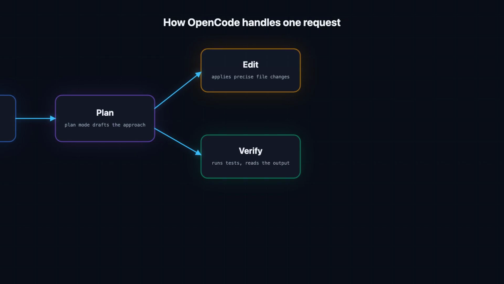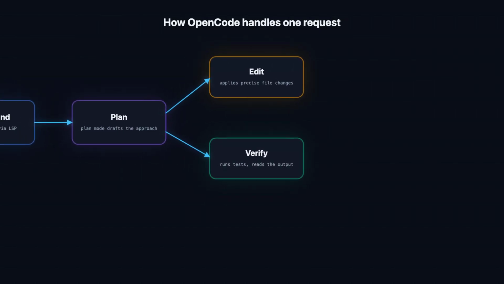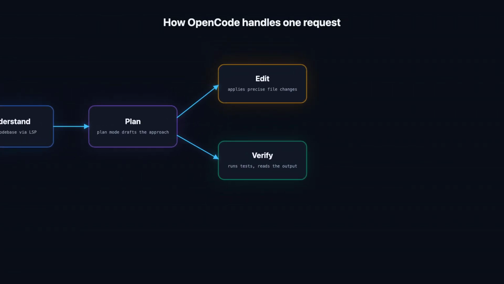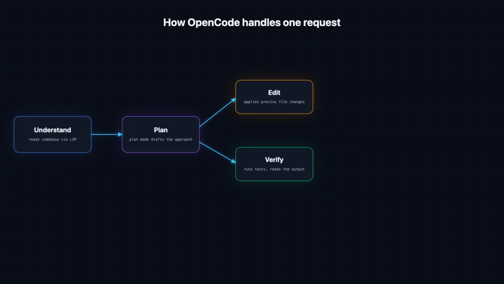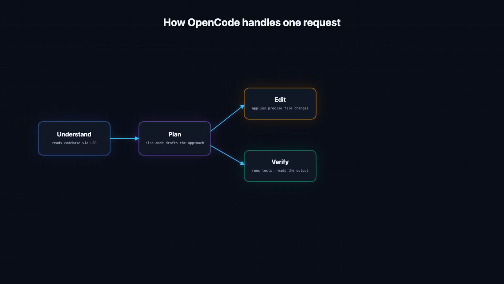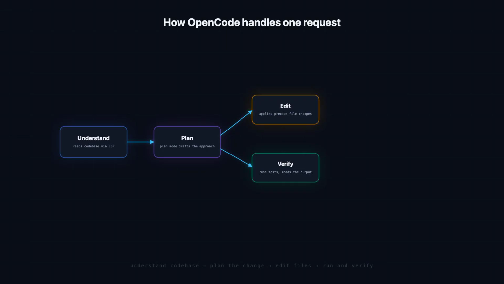OpenCode can run commands right there in your terminal, executing tests, builds, and scripts, then reading the output. If something breaks, it feeds the error back into the loop and tries again, closing the gap between writing and actually working.